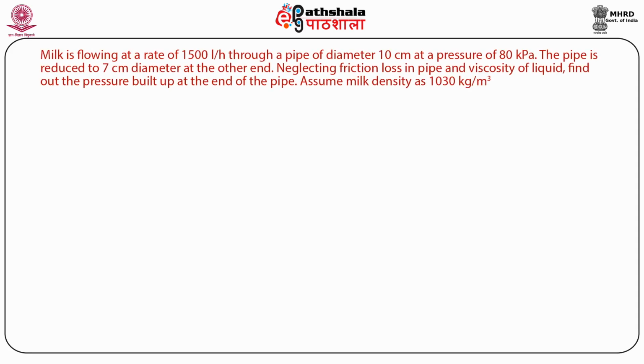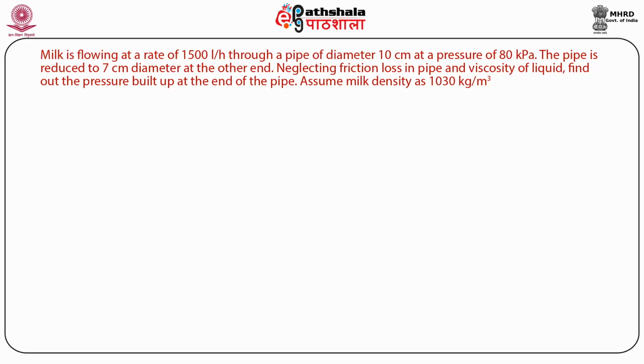Milk is flowing at a rate of 1500 liters per hour through a pipe of diameter 10 cm at a pressure of 80 kilopascal. The pipe is reduced to 7 cm diameter at the other end. Neglecting the frictional losses in the pipe and the velocity of fluid, find out the pressure built up at the end of the pipe. Assume milk density as 1030 kg per meter cube.